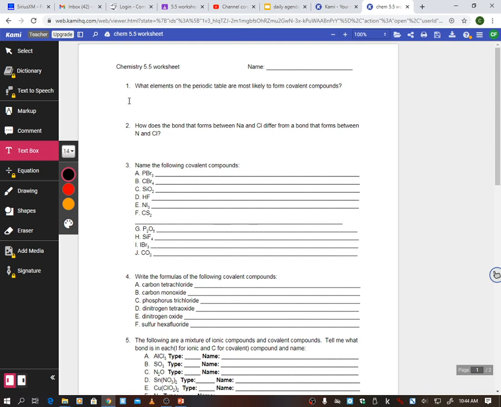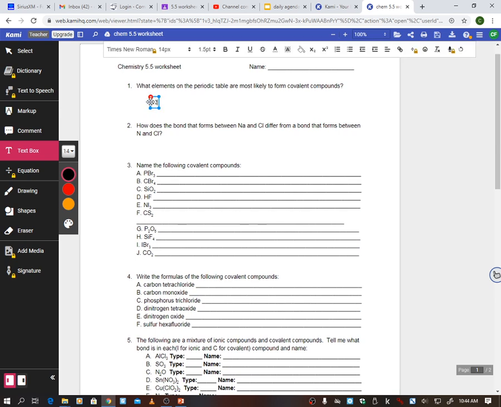Those are going to be two non-metals. So if it's a metal and a non-metal, it will not. That will be an ionic bond. Or if it comes off that special sheet of those polyatomic ions, that will also be an ionic bond. So hence the name polyatomic ions.